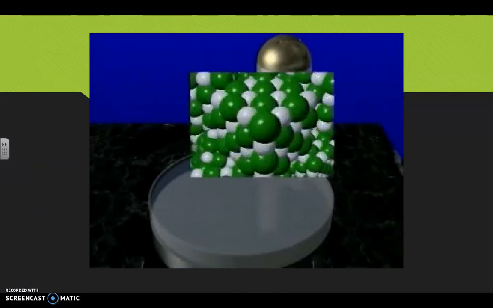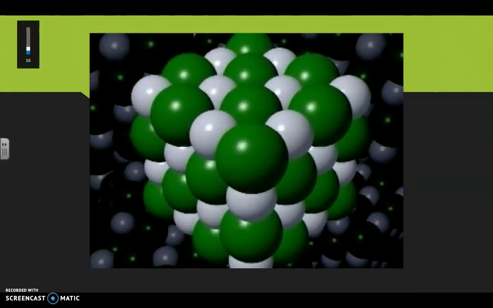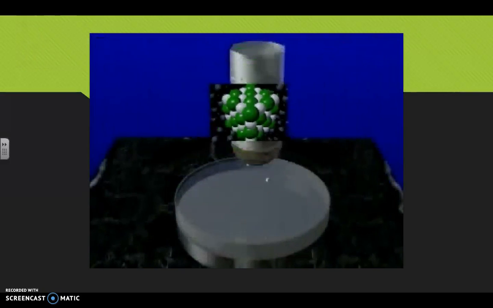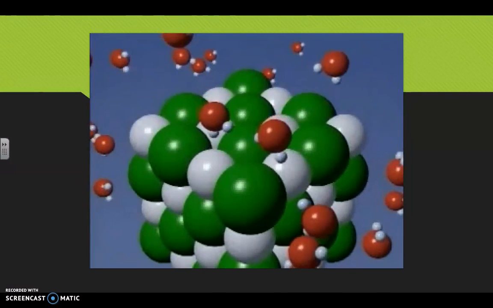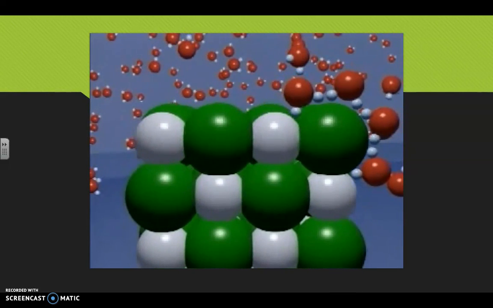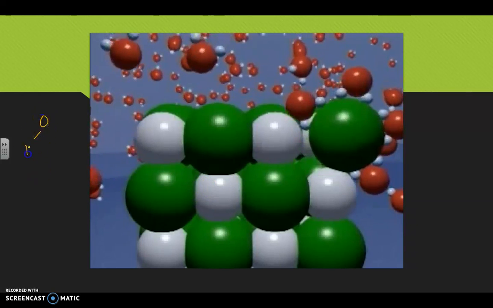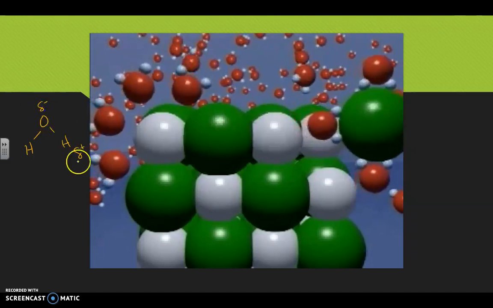Okay, so here is a video that shows how something can dissociate. And this right here is table salt. You've got your sodium chloride, which is sodium ions and chloride ions. And right here are salt shakers dropping those into the water. And the water molecules have a polar end, right? A positive and a negative end. So you have your oxygens. Here's your positive ends, and here's your negative ends.